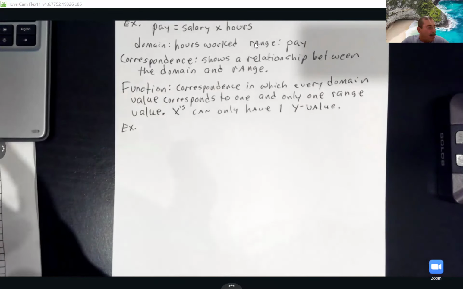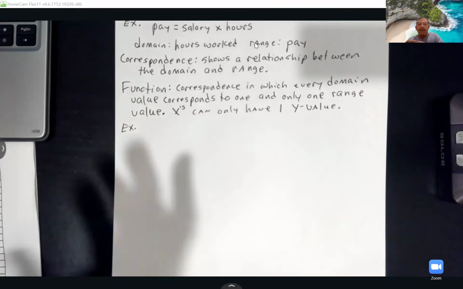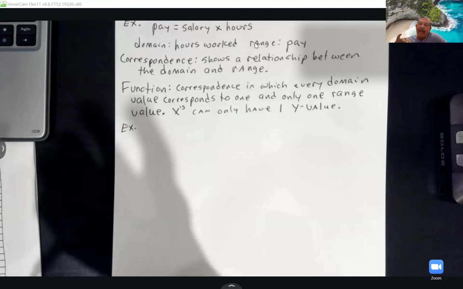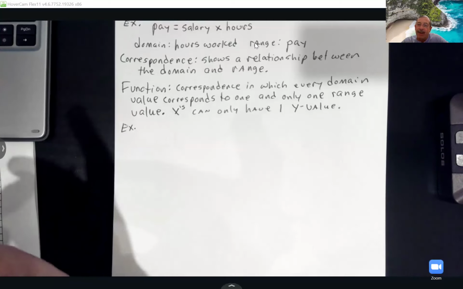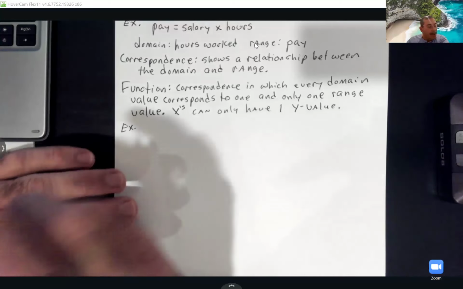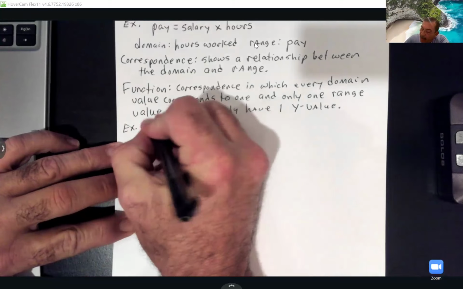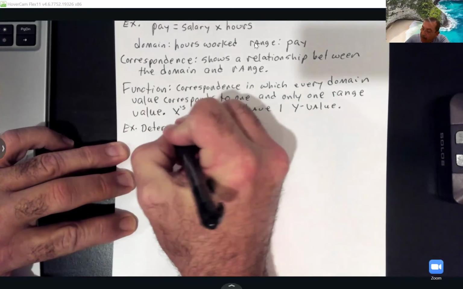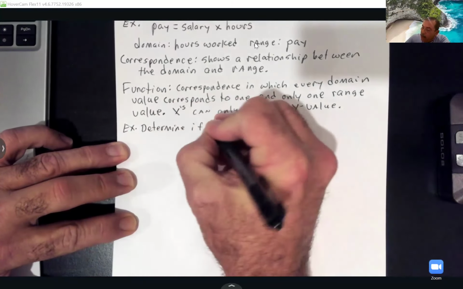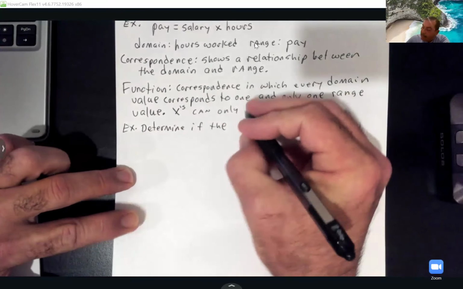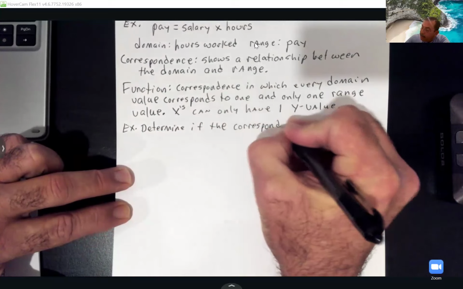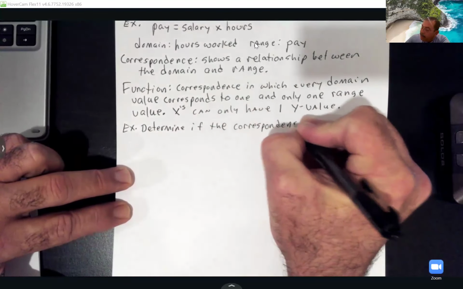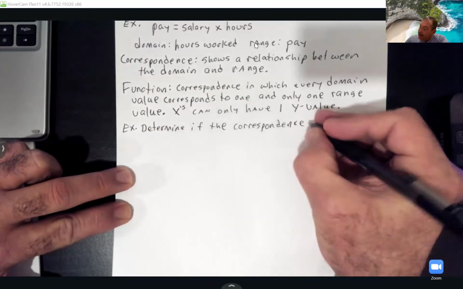So what we start out with, they're going to give us some of these correspondences, and we got to determine whether they are actually a function or not. Okay. So let me do this first one. So they want us to determine if the correspondence is a function.